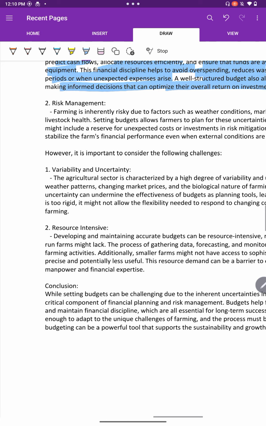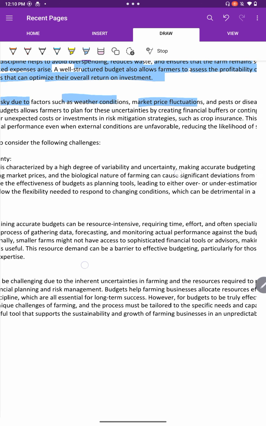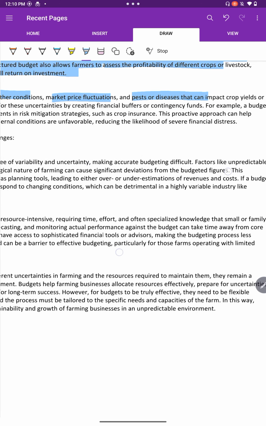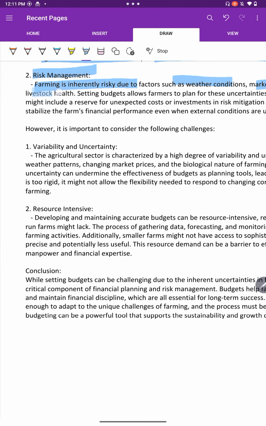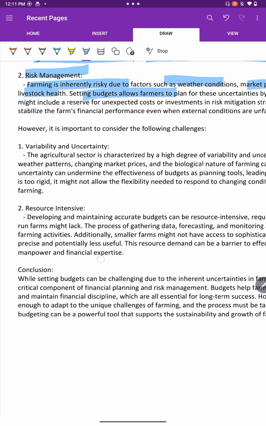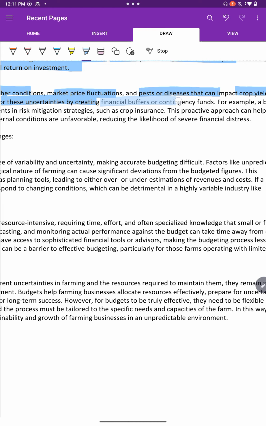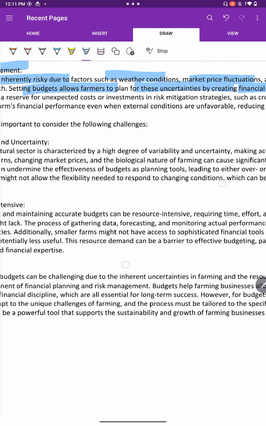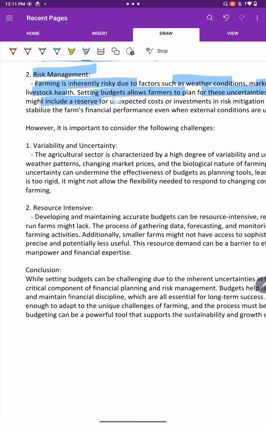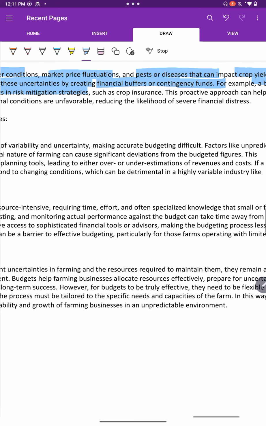The second advantage would be risk management. Farming is inherently risky due to factors such as weather conditions, market price fluctuations, and pests and diseases that can impact crop yields or livestock health. Setting budgets allows farms to plan for these uncertainties by creating financial buffers or contingency funds. For example, a budget might include a reserve for unexpected costs or investment in risk mitigation strategies, such as crop insurance.